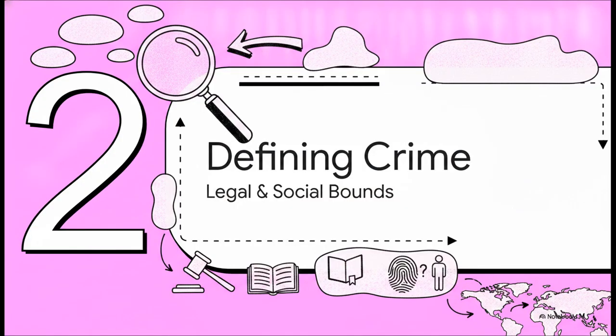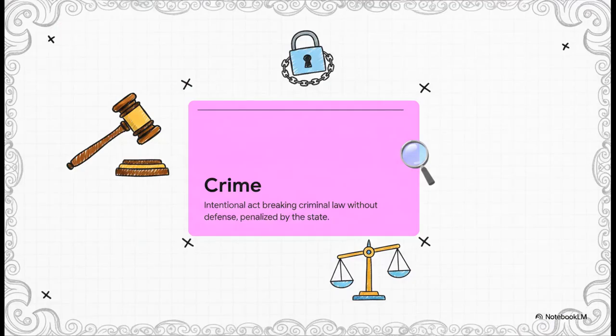Legal and social boundaries. To define crime precisely, we rely on Paul Tappan's incredibly strict legalistic definition. Tappan states that a crime is an intentional act or a failure to act that breaks a criminal law, is committed without any legal defense or excuse, meaning it wasn't self-defense, for instance, and results in the state penalizing the person. Notice just how narrow this is. Intent actually matters, a specific statute has to exist on the books, and absolutely only the state can apply the label. It leaves pretty much zero room for subjective debate.